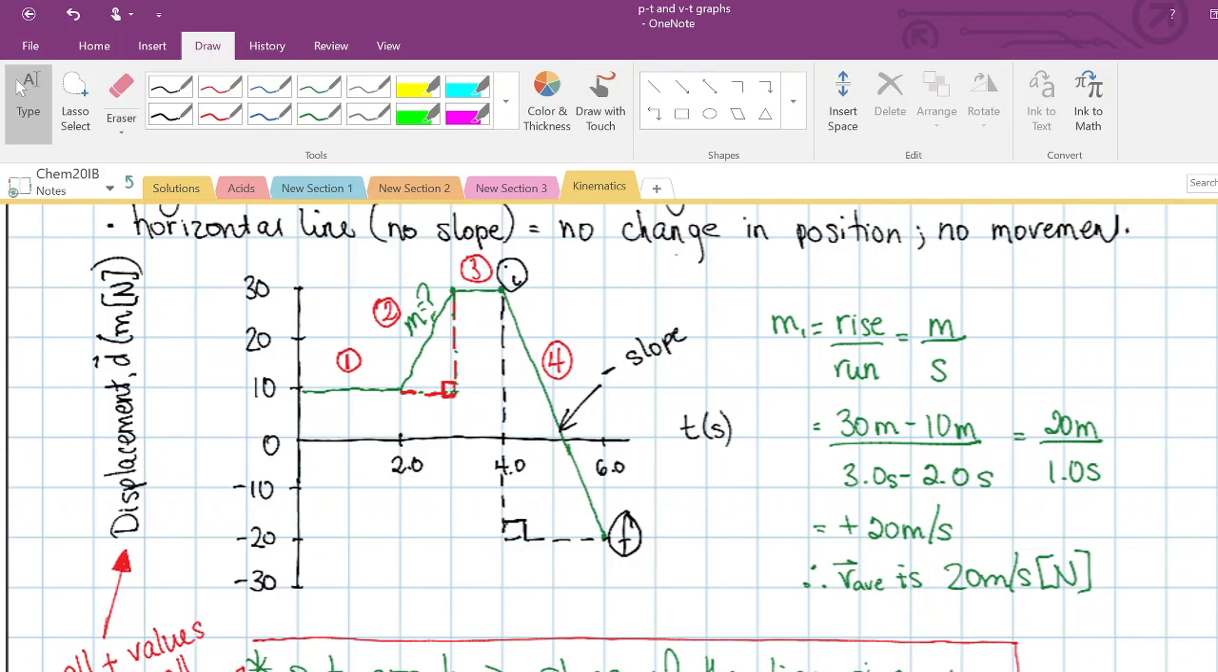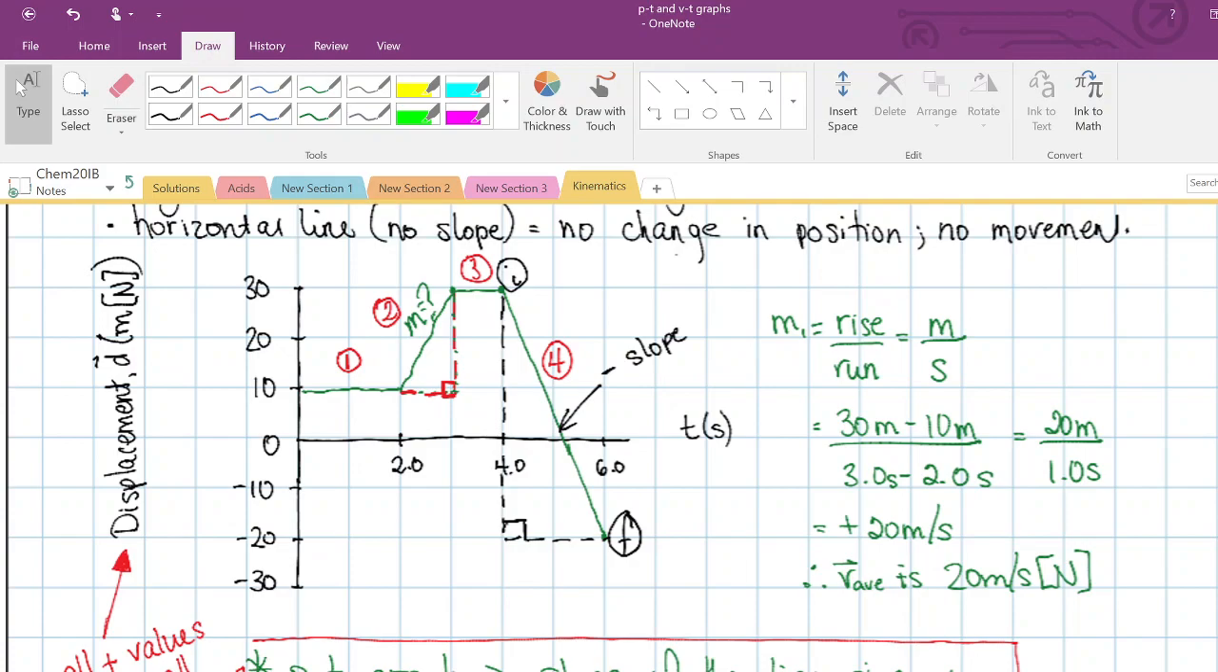So between 2 and 3 seconds, this object has displaced itself a total of 20 meters to the north. Its position at the 3-second mark is at 30 meters north. That's where it's located. But its displacement from its starting point is 20 meters in the north direction. Now, for another second, the object remains steady. It doesn't go anywhere. And then all of a sudden, we see a change again.